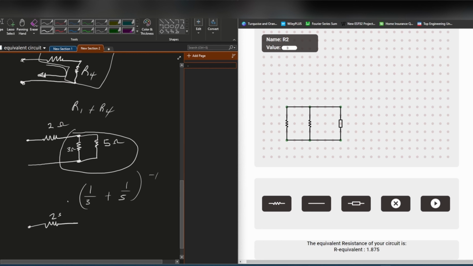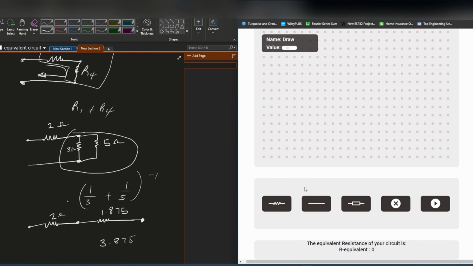with that we have 2 ohms in series with 1.857. And now that this is in series, we only need to add them, and I can tell that it's 3.857.